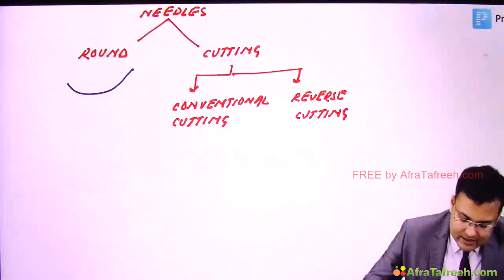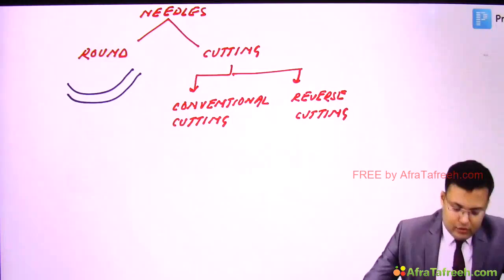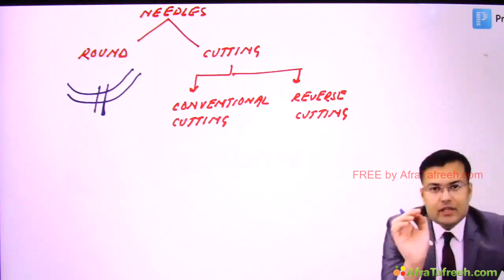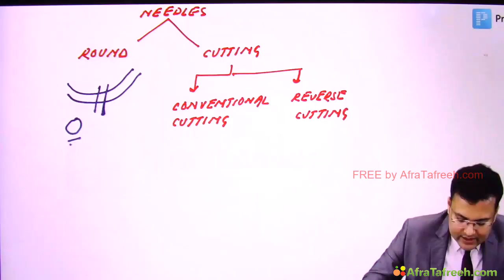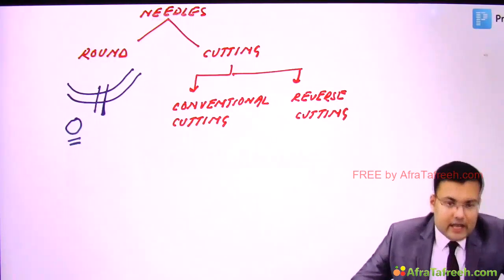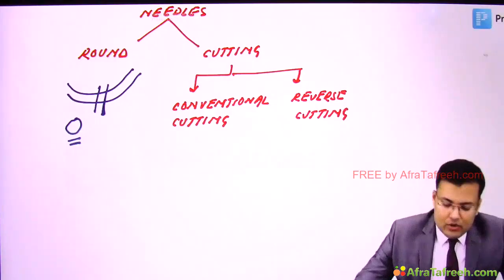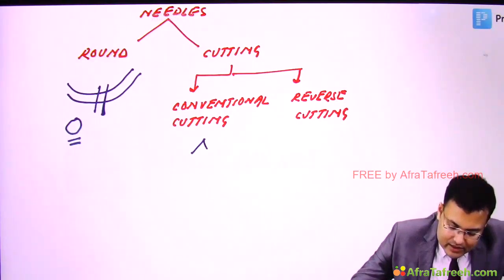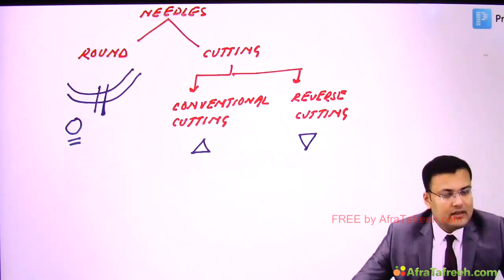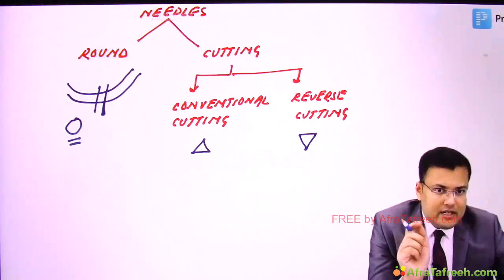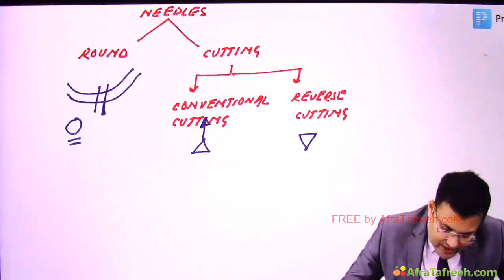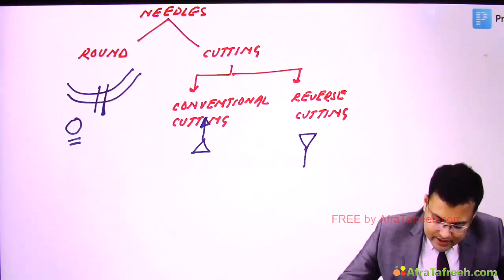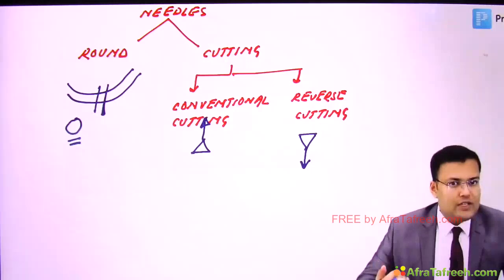Suppose this is the needle. Clear? And what you do, you take the cross section, and if you see the cross section here, the cross section appears round. So if the cross section is round, it's round body, and if it's triangular, it's cutting. Now in conventional cutting, the cross section is like this, and in reverse cutting, the cross section is like this. It means in conventional cutting, the cross section is triangular with apex, can you see apex pointing inwards, and in reverse cutting the apex is pointing outwards. Okay.